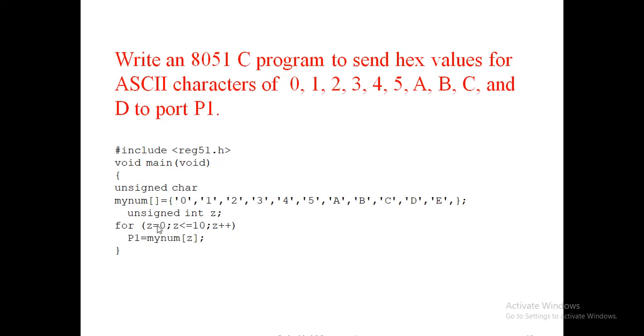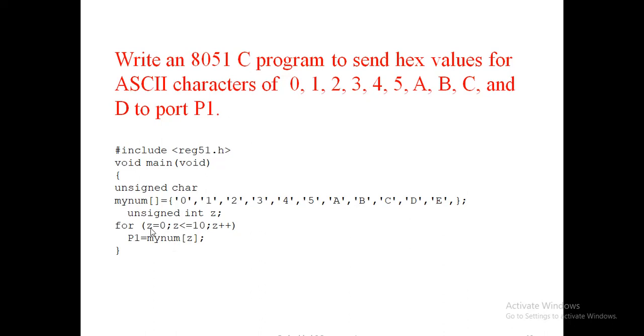For Z equal to 0 is the initialization, then comes the condition. Once the condition is true, it comes to this statement and it is going to execute. Again it comes over here, Z plus plus. Again check the condition; the condition is true, so it goes inside the loop and executes. Now, for example, Z is equal to 0, so 0 less than or equal to 10, the condition is true.